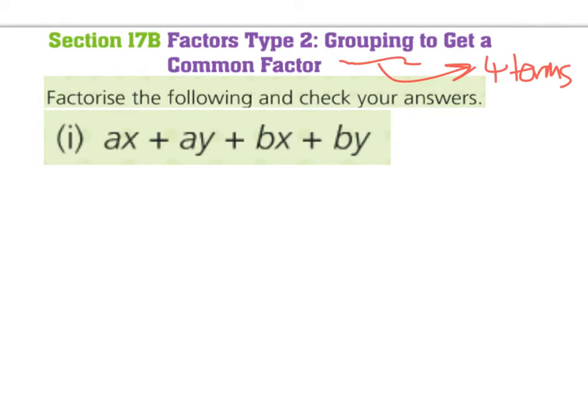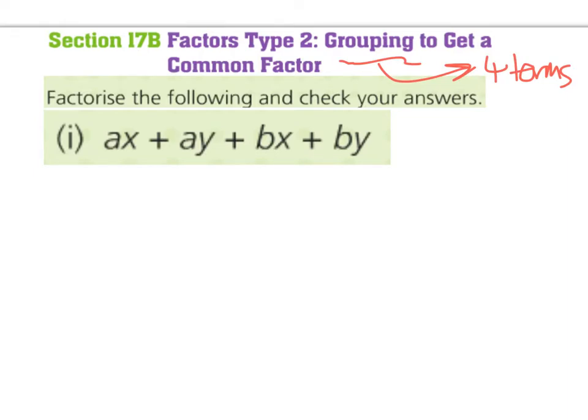So let's have a look at an example. Factorize the following and check your answers. So we have AX plus AY plus BX plus BY. As I already said, there is no term common to all 4, so we cannot use the HCF method. So we're going to try the grouping method.